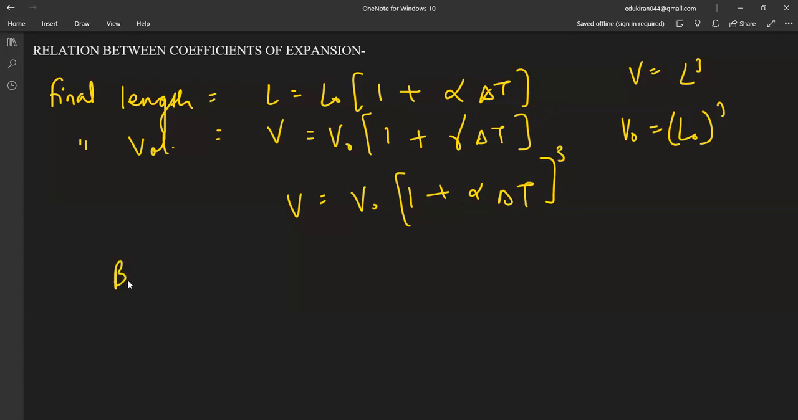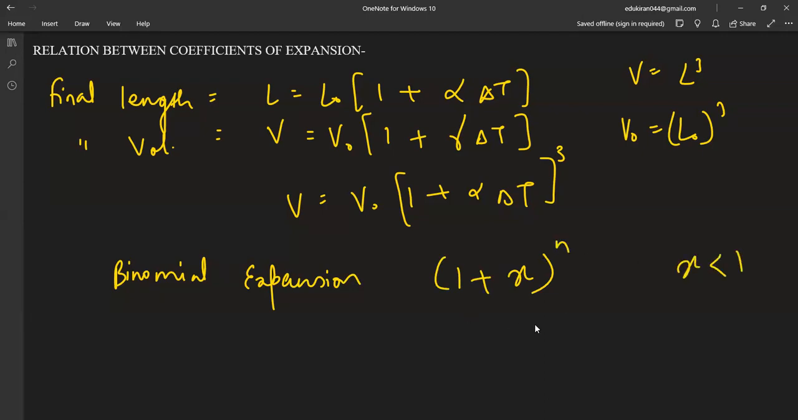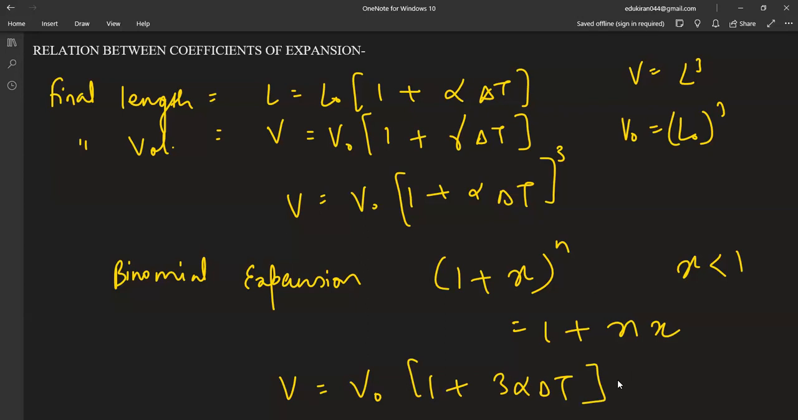Now see, if we apply the binomial expression, 1 plus x to the power n, where x is less than 1, is equal to 1 plus n x. So volume is equal to V naught into 1 plus 3 alpha delta T. Why? n was the power 3, so nx, we multiply it. V is equal to V naught into 1 plus 3 alpha delta T. This is our first equation.